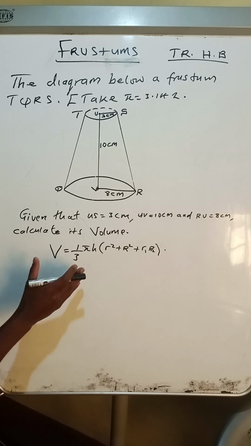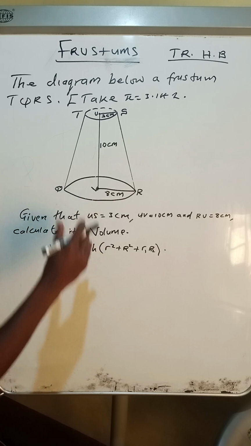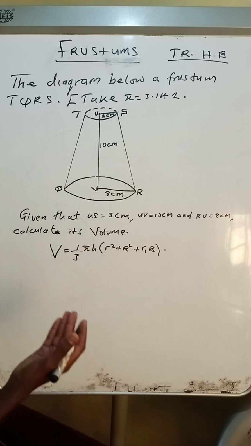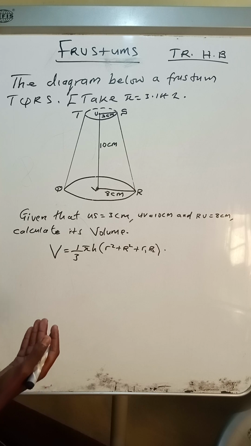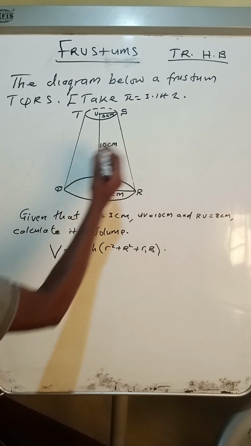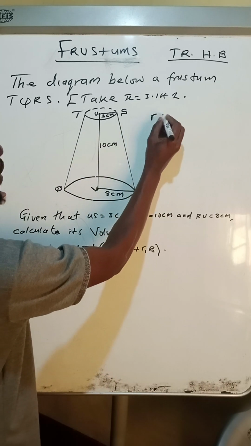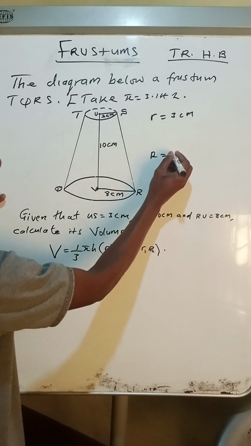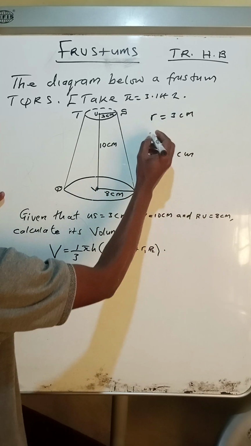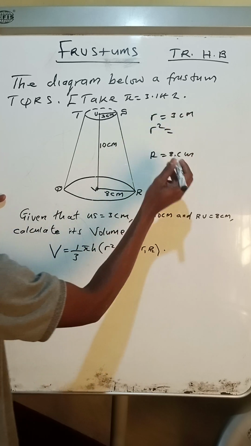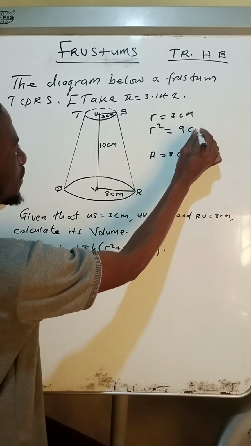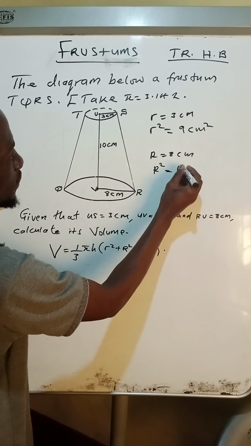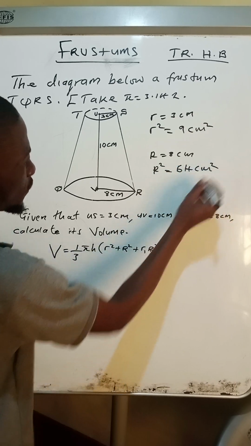So when calculating the volume, this is the formula that you can use. There are also some other formulas apart from this one that you can still use and get the correct answer. You need to identify the value for small r. The value for small r here is 3 centimeters, and the value for big R here is 8 centimeters. We square these. Small r squared is 3 times 3, giving 9 centimeters squared. Then big R squared gives us 64 centimeters squared.